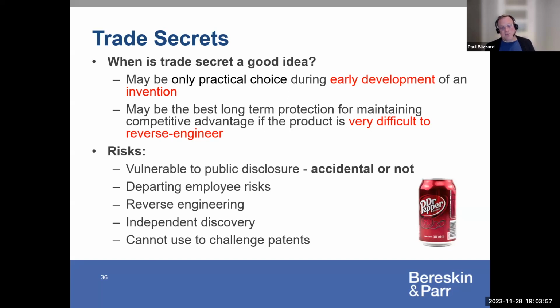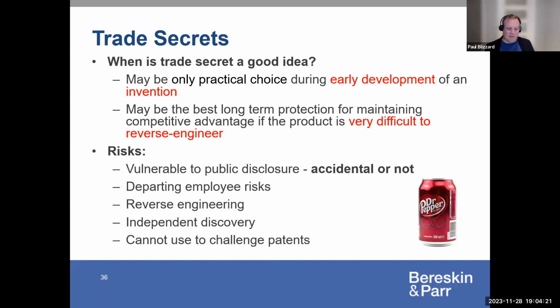So there are some risks to relying on trade secret protection. First and foremost, if the secret is disclosed publicly, whether it's accidental or not, you can lose your protection. It is only viable as long as it is kept secret. If it is not a secret anymore, then you do not have protection. So that's one main risk.